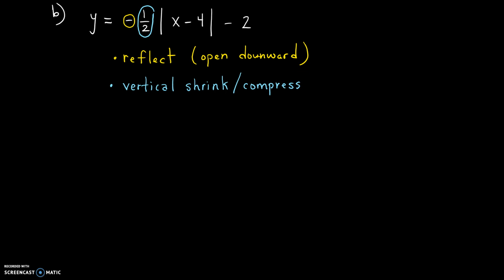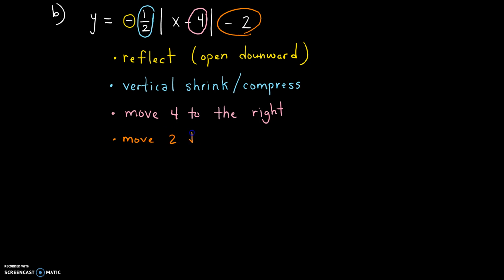The number on the inside, again, was a negative 4. That means that we're going to move 4 to the right. It was negative, so we're moving to the right. And then finally, this negative 2 tells us that we're going to move 2 down. So there we have it. There is our transformation, or there's our description.